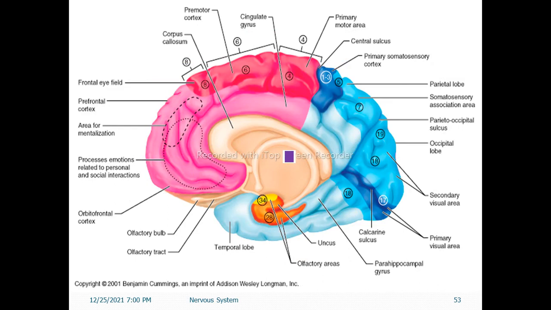So if you just section it, this area is known as the corpus callosum. This area is used for mentalization. This is the prefrontal cortex. The orbitofrontal cortex is this one. The olfactory tract is this one. The bulb is this one. It's the olfactory nerve used for smell. This is the temporal lobe. So the olfactory areas are this one. The uncus is this one, and the parahippocampal gyrus is this one. This is used for storage. And the calcarine sulcus is this one.